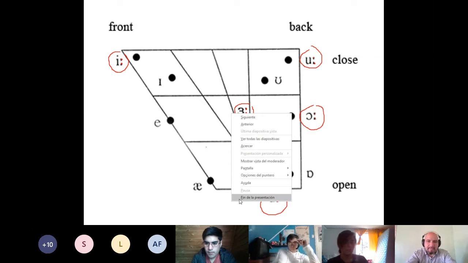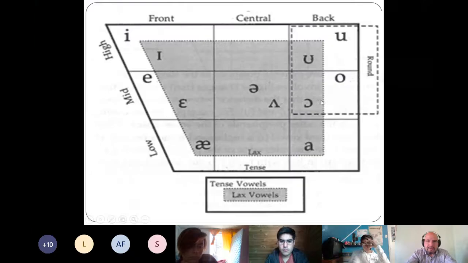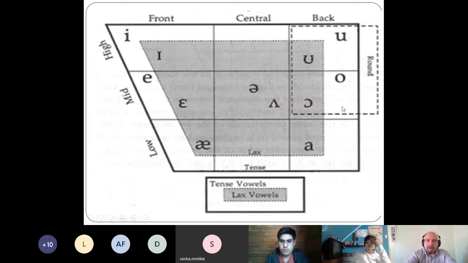In terms of rounded and unrounded, if you remember a presentation that I showed you before, in this chart, you can see that all the rounded vowel sounds are in this area. Rounded vowel sounds. When you say oo or o or o, right? All of them are rounded. The rest are unrounded. Okay?